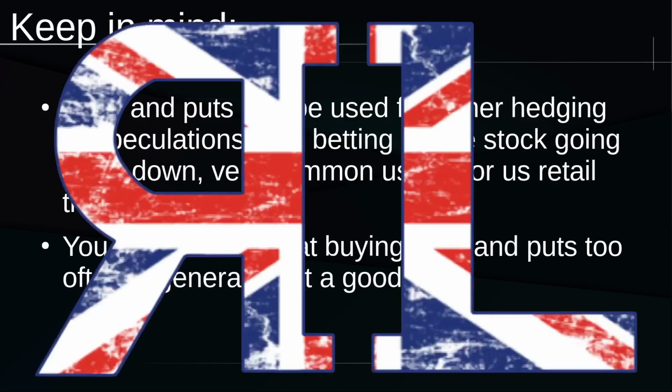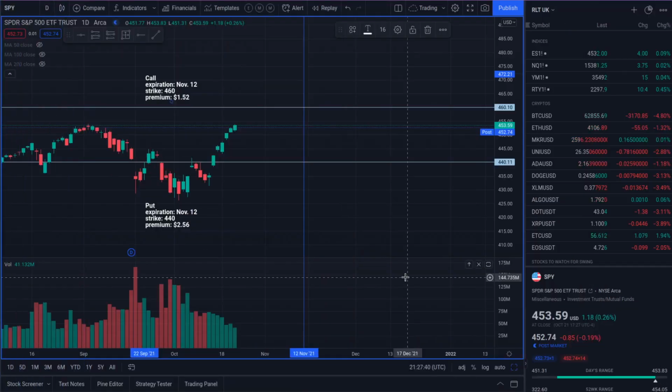Okay, so let's take a look at some real examples. For example, if you trade SPY, and right now SPY is trading at 450-ish, and you want to buy a call option with the expiration November 12th, this vertical line here, the strike price is $460, which is up here. And the premium is $1.52.